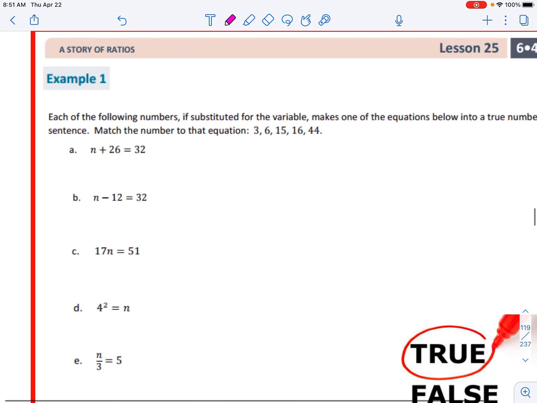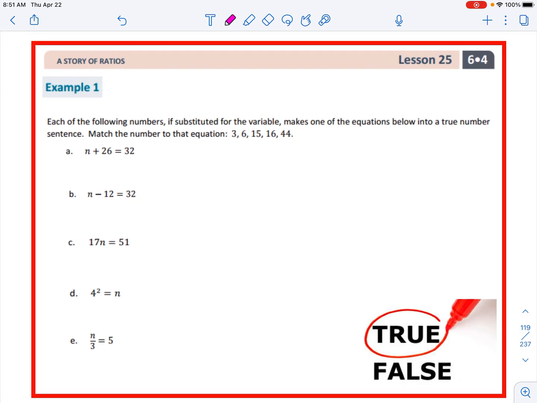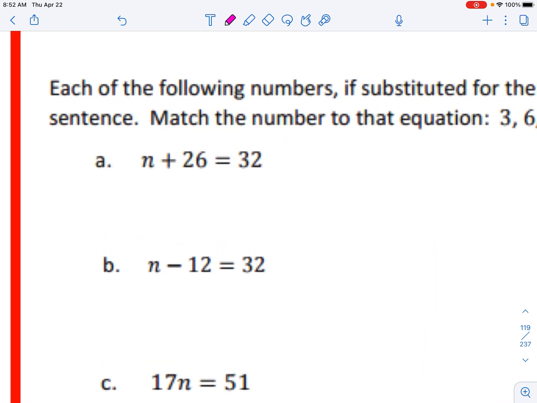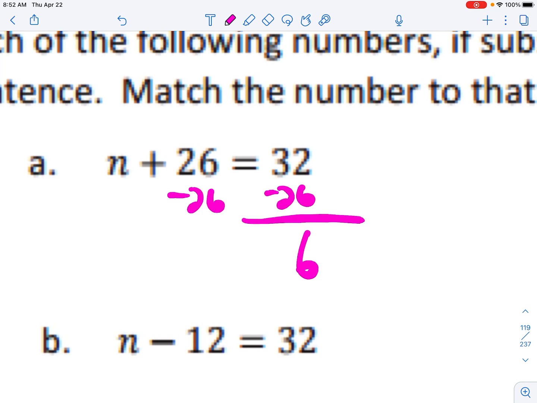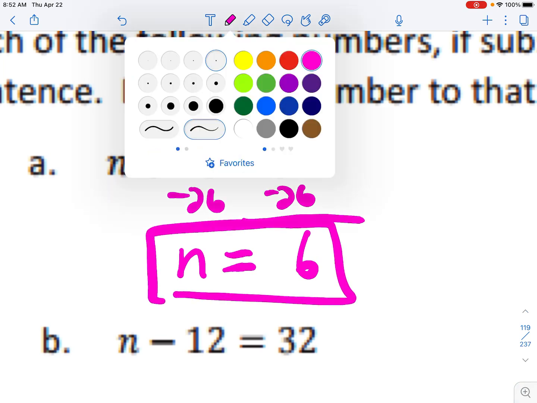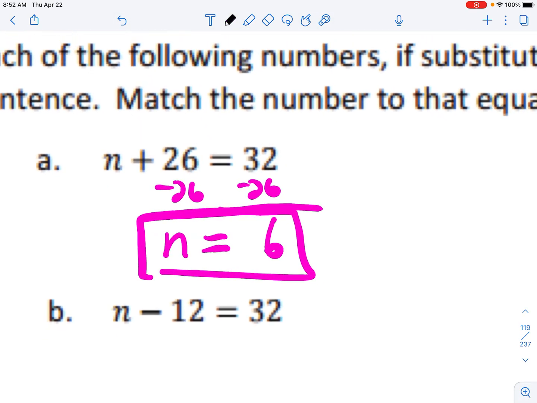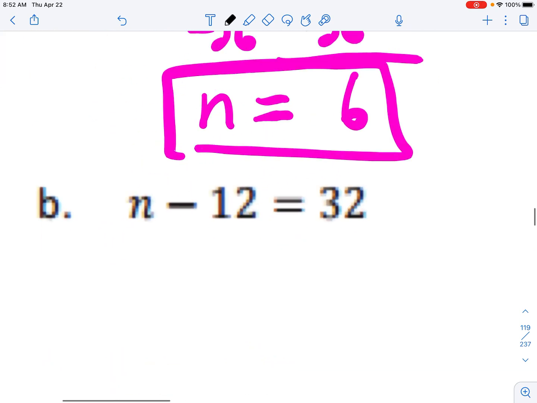So M has to be less than or equal to 8. All right, guys, let's look at example 1, okay? It says each of the following numbers, if substituted for the variable, makes one of the equations below into a true number sentence. So now we're just solving for the variable again. Let's look at letter A. N plus 26 equals 32. Well, an easy way to do this is to subtract 26 from both sides, and you end up with 6, and that's what N equals. N equals 6. Okay, 6 plus 26 is equal to 32.